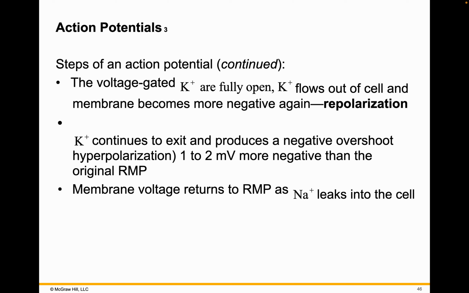Potassium continues to exit and produces a negative overshoot. We get what we call hyperpolarization, more than 1 or 2 millivolts more negative than the original. And then the membrane voltage will return to the resting membrane potential as that sodium-potassium pump allows for leakage of the sodium and resets the process.